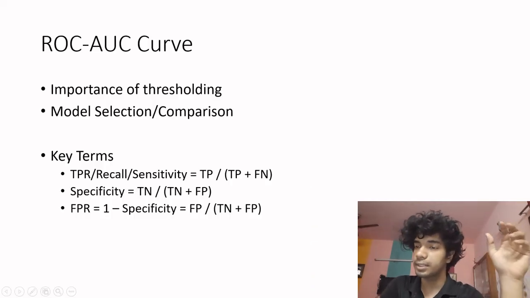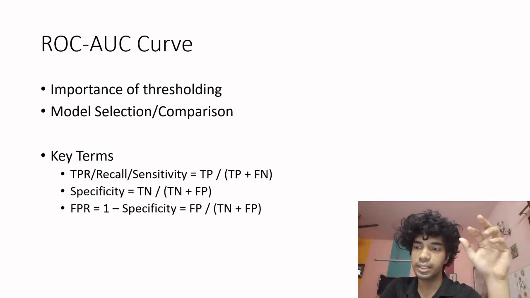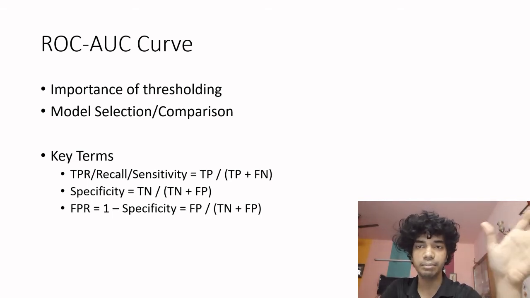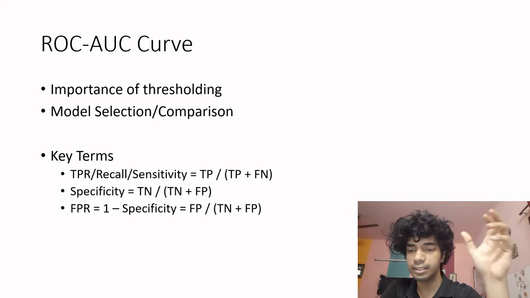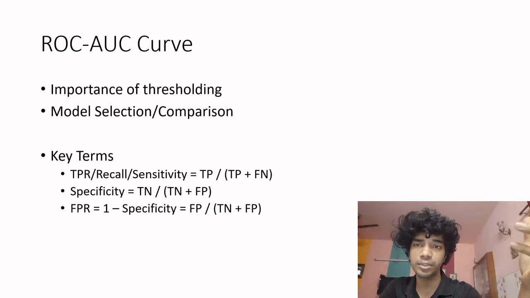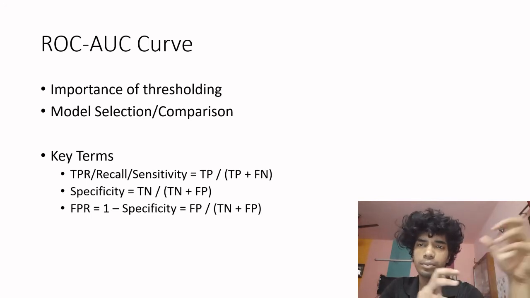So today's topic is the ROC AUC curve. It has two aspects: the importance of thresholding, as well as model selection and comparison. That is the main purpose it solves. The key terms you need to learn are TPR, specificity, and FPR. What is TPR? Recall, sensitivity. This is basically the true positive rate. What is the true positive rate? The total number of true positives divided by the actual number of positives there are.